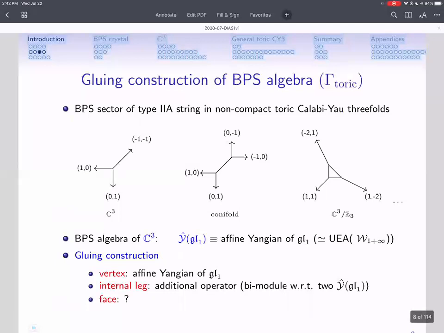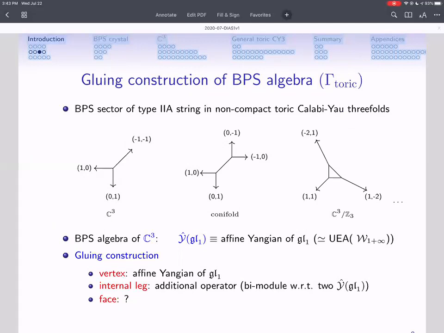So how do we generalize this simplest case to the general Calabi-Yau? If you look at this toric diagram, you see that they can all be obtained by gluing these individual trivalent diagrams here. So one most natural idea is that the resulting BPS algebra can also be obtained by gluing this building block, the affine Yangian of GL1, using some additional gluing operator that corresponds to this internal leg, and then demand the algebra to have certain properties and obtain the final BPS algebra.